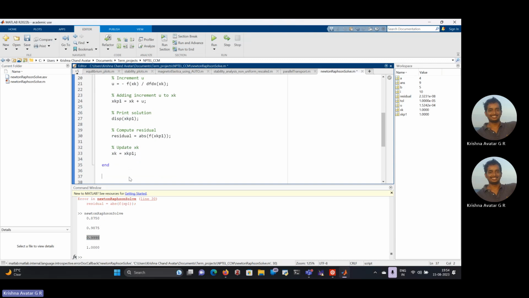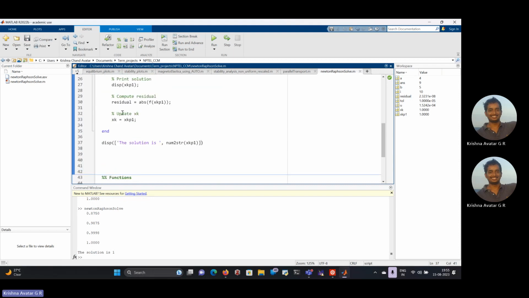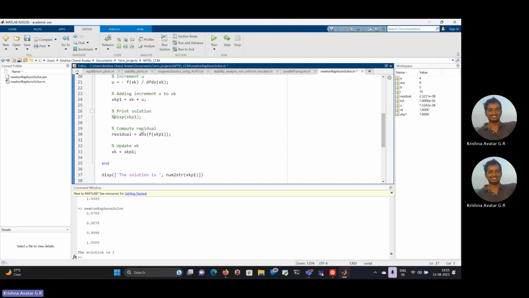So the thing is, we can just write this. The solution is, and I actually want to place the solution in one line, and the solution is num2str of x_kp1. And eventually you see that both have the same value, so no matter what you write, it works. And then close it. Now the solution is 1. Fine. Now what you can do is you can even stop printing the intermediate values and just have the final solution. So yeah, the solution is 1.